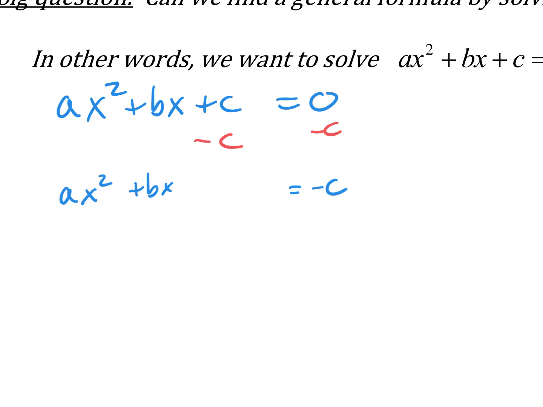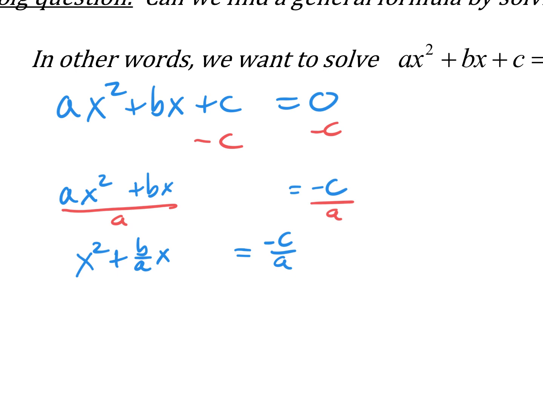We want this to be 1, right? So we need to divide the whole thing by a. And that gives us a divided by a is 1, x squared there. And then b divided by a is b over a x. And then we have negative c over a. All right, so it's starting to look like the form we need.